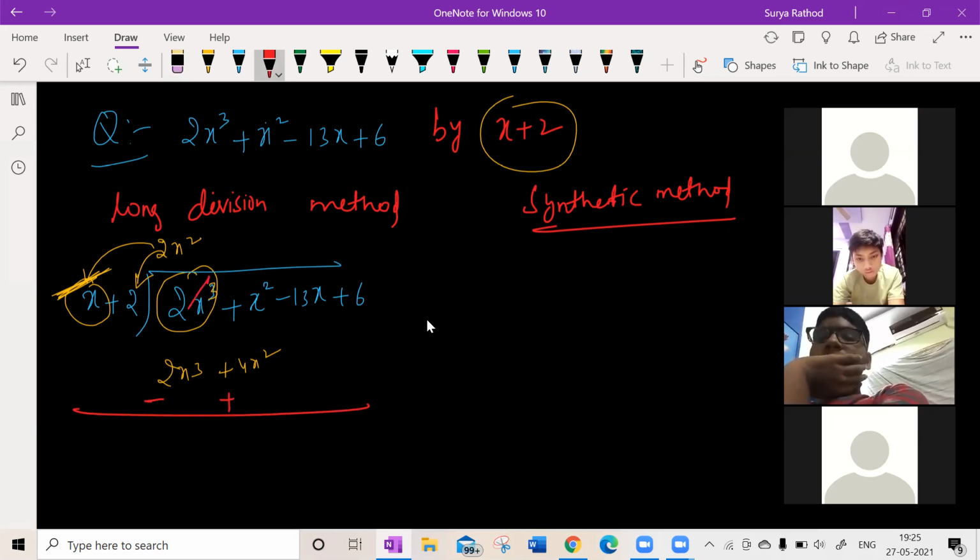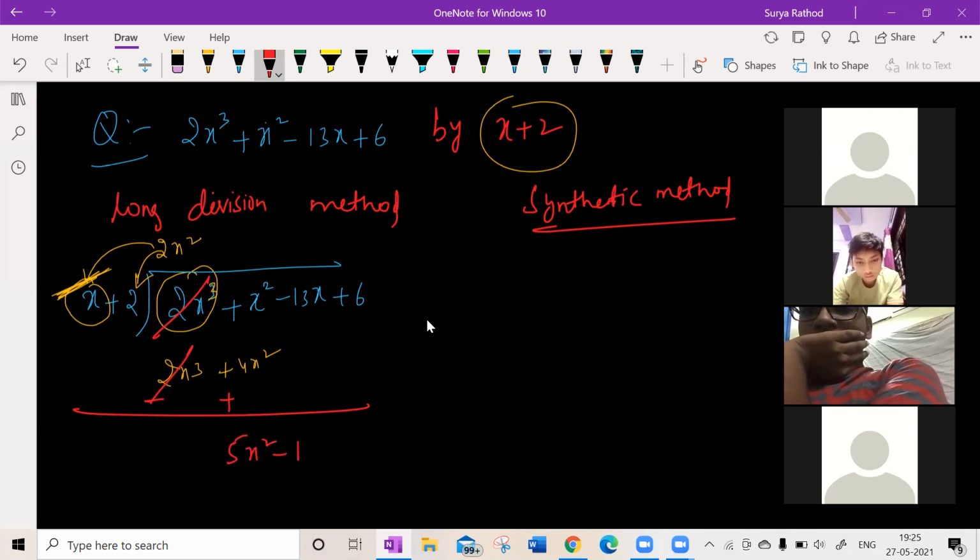Subtract this. What am I going to get here? Plus 2x cube minus 2x cube will get cancelled. And plus 4x square plus x square, how much? 5x square minus 13x plus 16. I'm carrying this here as it is.